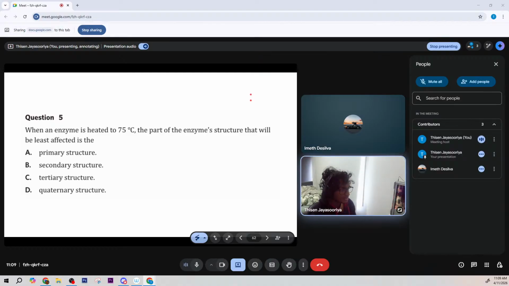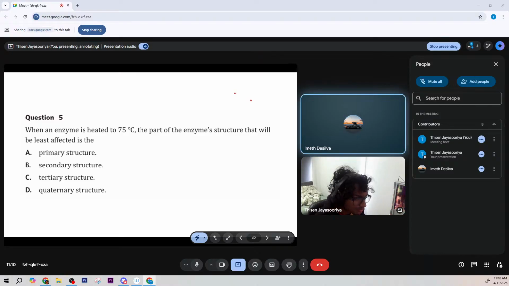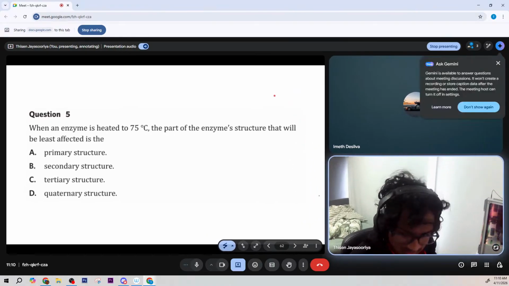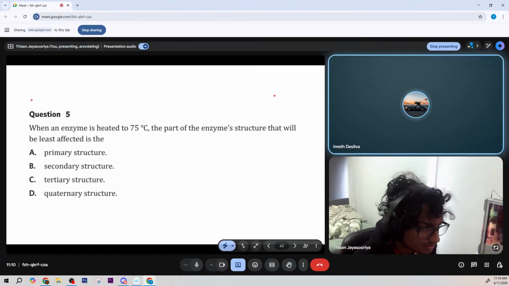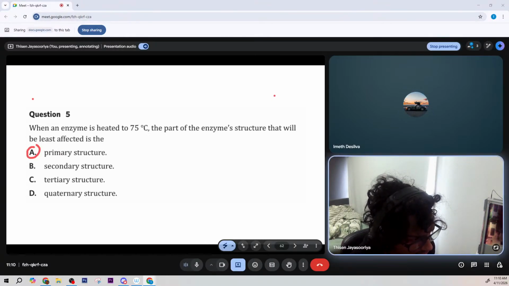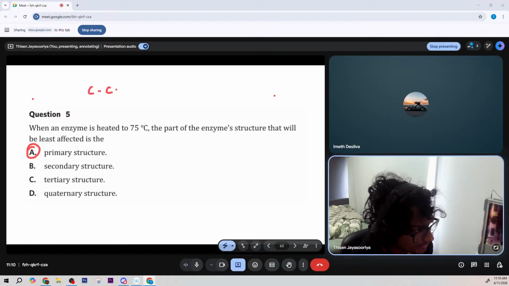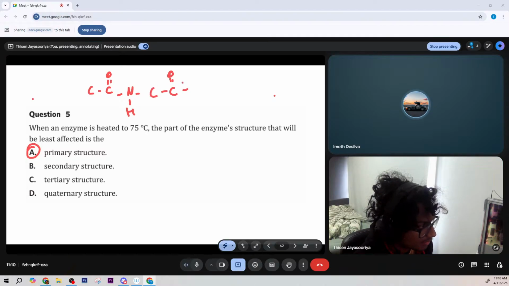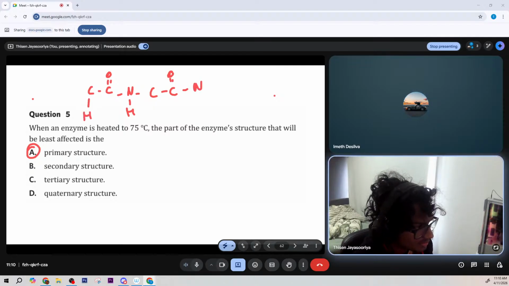So we move on from here. It says when a catalyst is heated to 75 degrees, which part of the enzyme structure will be least affected? If you think about it logically, it's A. The primary structure is made up of covalent bonds, and these covalent bonds are really, really strong. You have to heat them up a lot. Remember, this is what the backbone looks like.